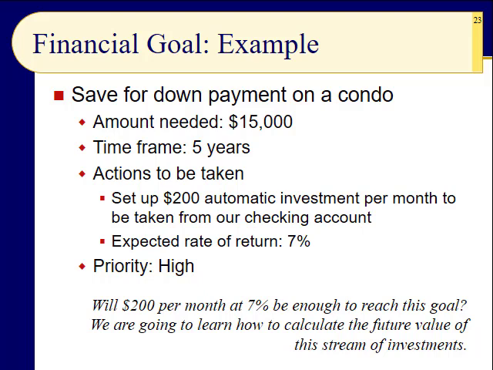You decide. Actions to be taken. Set up $200 automatic investment per month to be taken from our checking account. Expected rate of return 7%. Where are we going to get that? Priority high. Now, will $200 per month at 7% be enough to reach this goal? Well, in this chapter, at the very end of this presentation, actually, we are going to learn how to calculate the future value of this stream of investments.